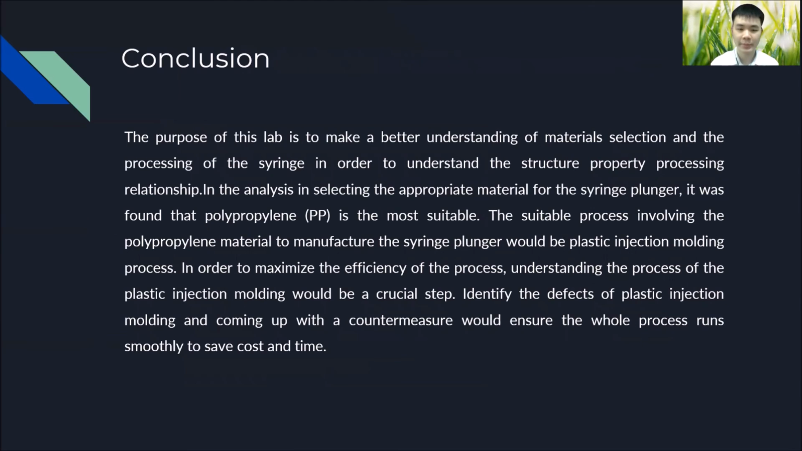Conclusion. The purpose of this map is to make a better understanding of the material selection and the processing of the syringe in order to understand the structure, property, processing relationship. In the analysis in selecting the appropriate material for the syringe plunger, it was found that polypropylene is the most suitable material. The suitable process involving the polypropylene material to manufacture the syringe plunger will be the plastic injection molding process.